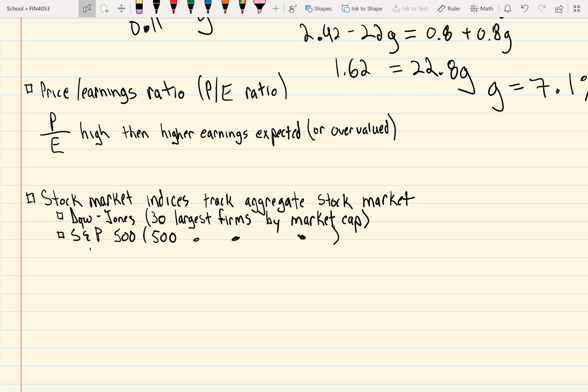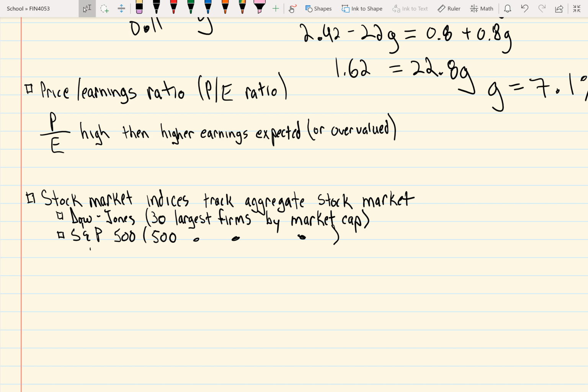And lastly, stock market indices track the aggregate stock market. So if you see it in the news, the stock market's up today, stocks are doing badly today, what they're talking about are indices. So two common ones are the Dow Jones and S&P 500. Obviously, there are many more than that, but those are the two most prominent, and those track a large portion of the United States stock market.